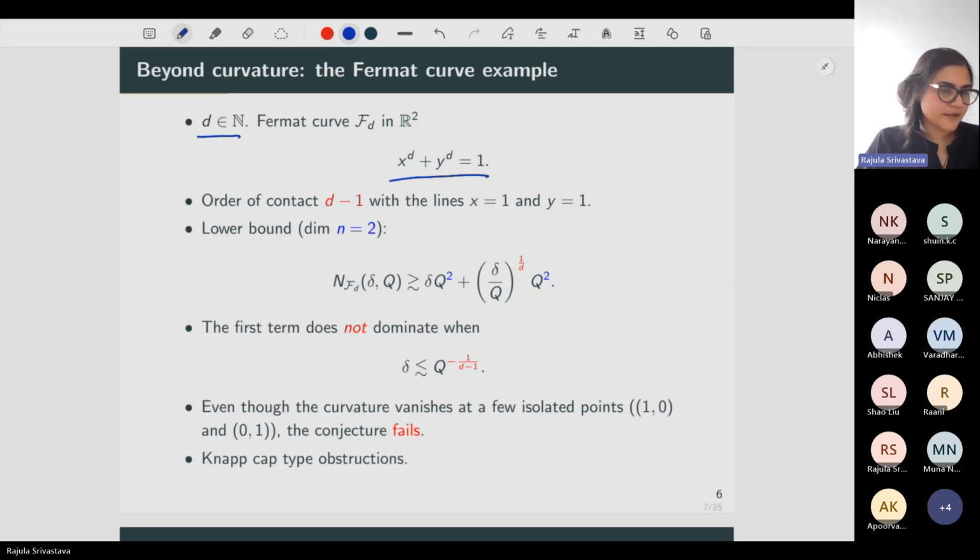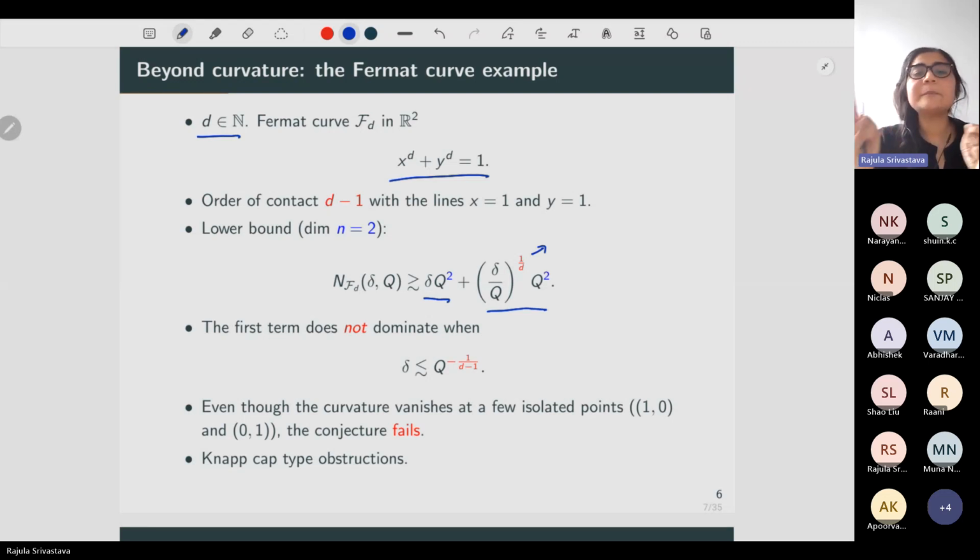And why is that? Because you can again count the number of points around the delta neighborhood, and you would see that it's always bounded below by this first term, which we expect, delta times q square, but now a second term as well, which depends on the degree of flatness. So this is how the local flatness makes itself shown. This is delta over q to the power 1 over d, where d is the degree of your curve, times q square.